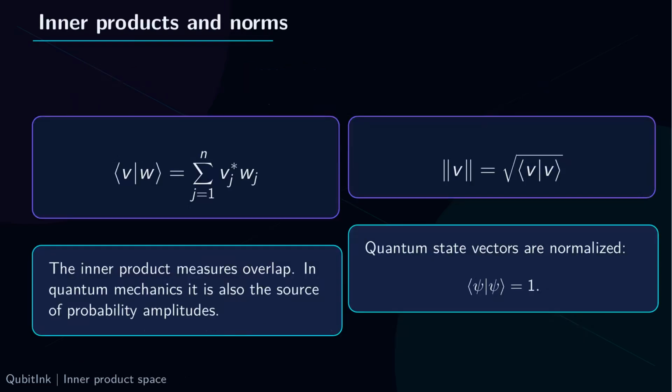The inner product of V and W is a complex number that measures their overlap. The norm of a vector comes from its inner product with itself. A valid quantum state is normalized, so bra psi ket psi equals 1.